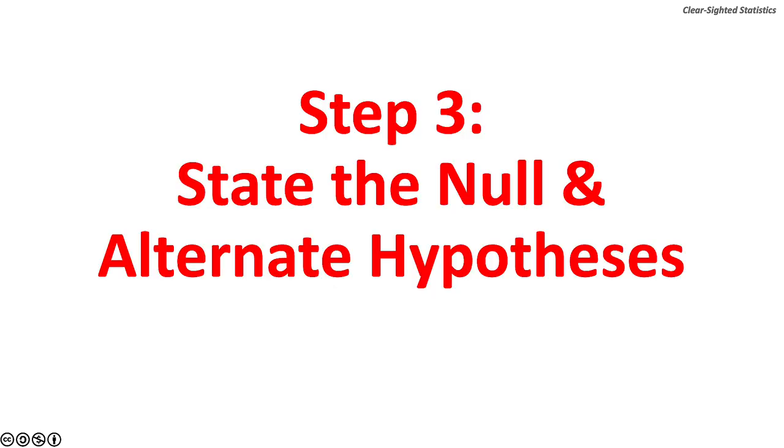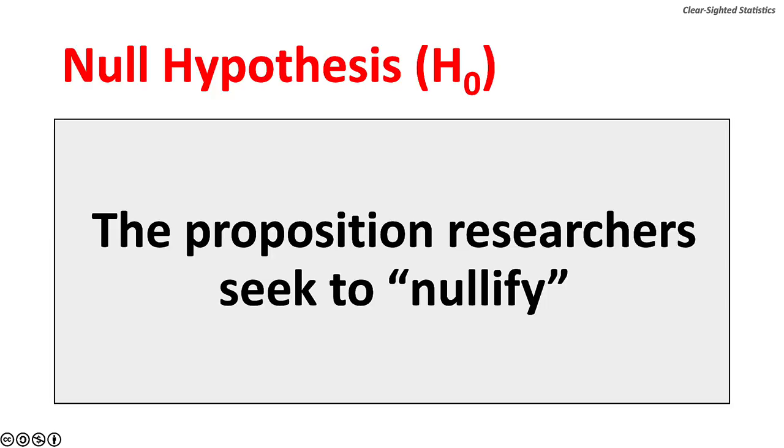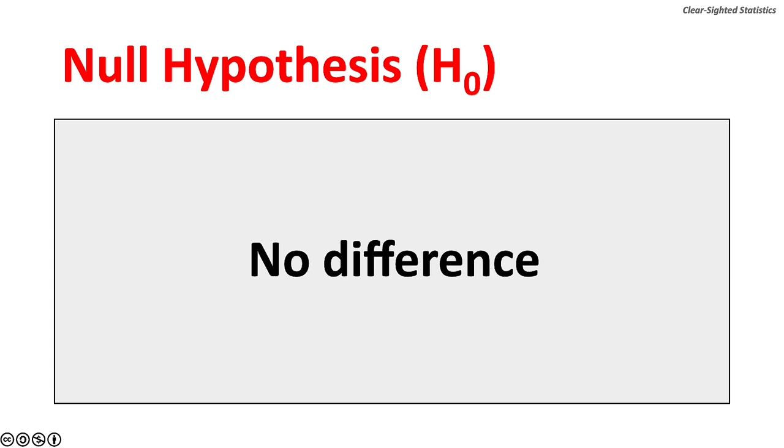Step 3, state the null and alternate hypotheses. The null hypothesis is the proposition researchers seek to nullify or refute. The null hypothesis means that there is no difference between the statistic and parameter or between the samples. Any difference is merely random sampling error, which is not a big deal.